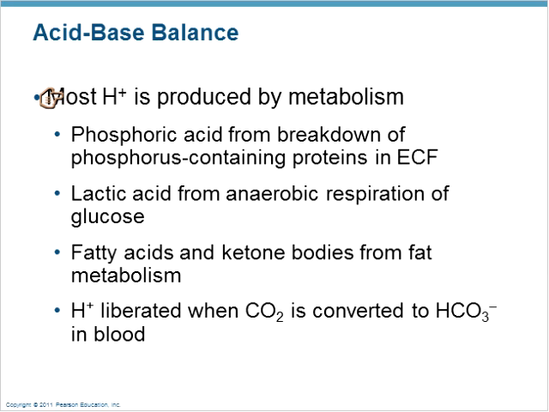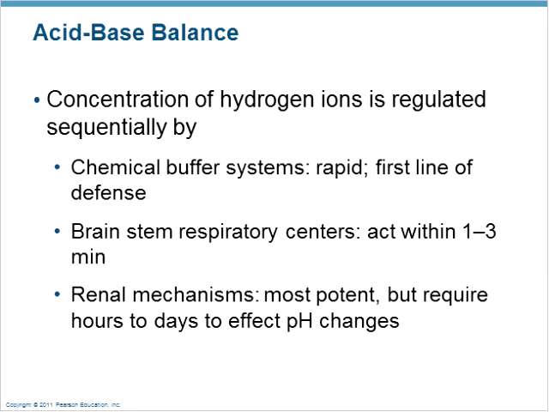In extracellular fluid, we get lactic acid, which produces that hydrogen ion, if you will, from the anaerobic respiration of glucose. Fatty acids and ketone bodies, so fat metabolism can produce the hydrogen ion. And finally, hydrogen is liberated from CO2, converting back to bicarb in the blood.